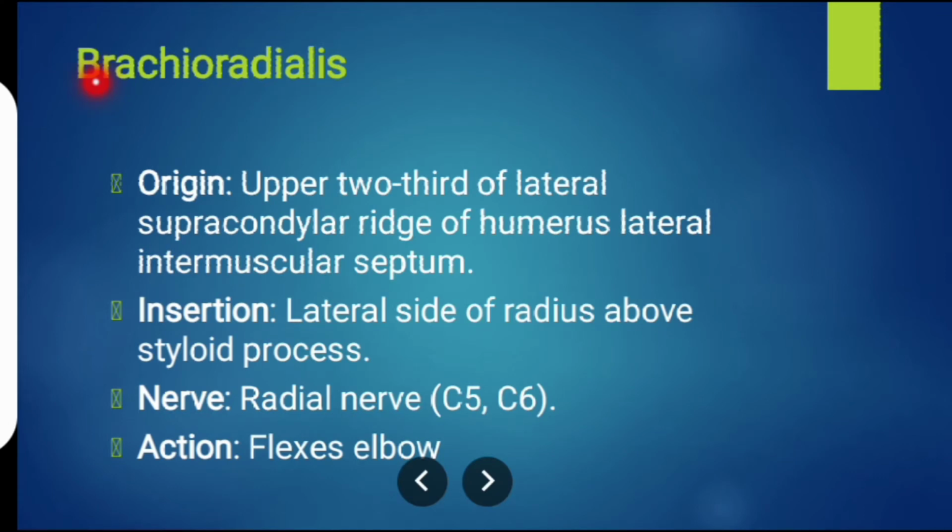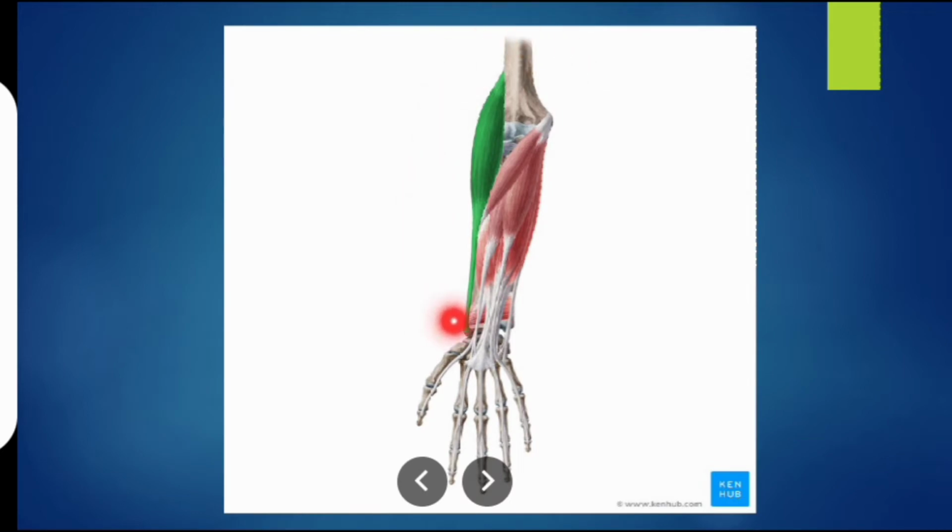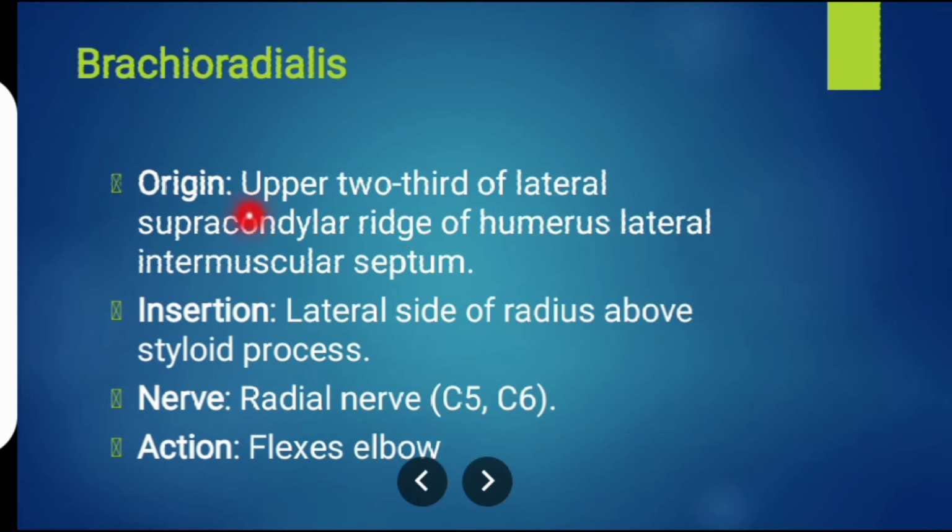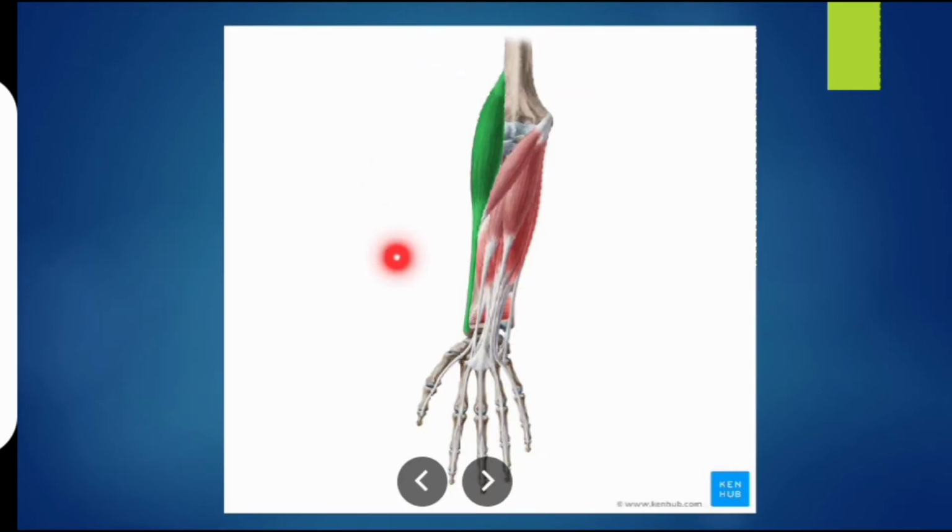Third elbow flexor muscle is brachioradialis muscle. The muscle in green is brachioradialis muscle. Its origin is upper two-thirds of lateral supracondylar ridge of humerus and lateral intermuscular septum. Insertion, lateral side of radius above styloid process. Nerve supply, radial nerve. Action involved in elbow flexion. The muscle in green is brachioradialis muscle.